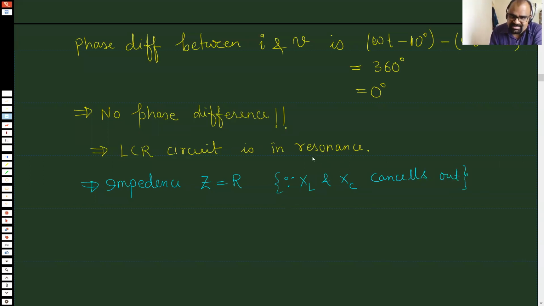Okay, because the circuit is in resonance. So fine, what will be the current? Now what is current? Current is voltage by impedance. We all know that voltage by impedance.